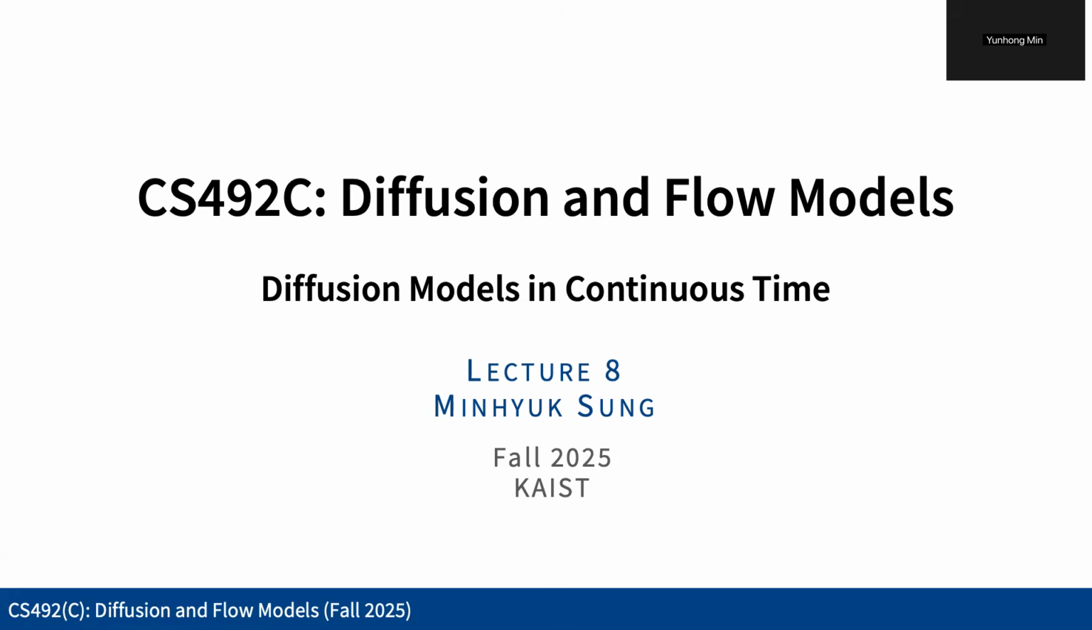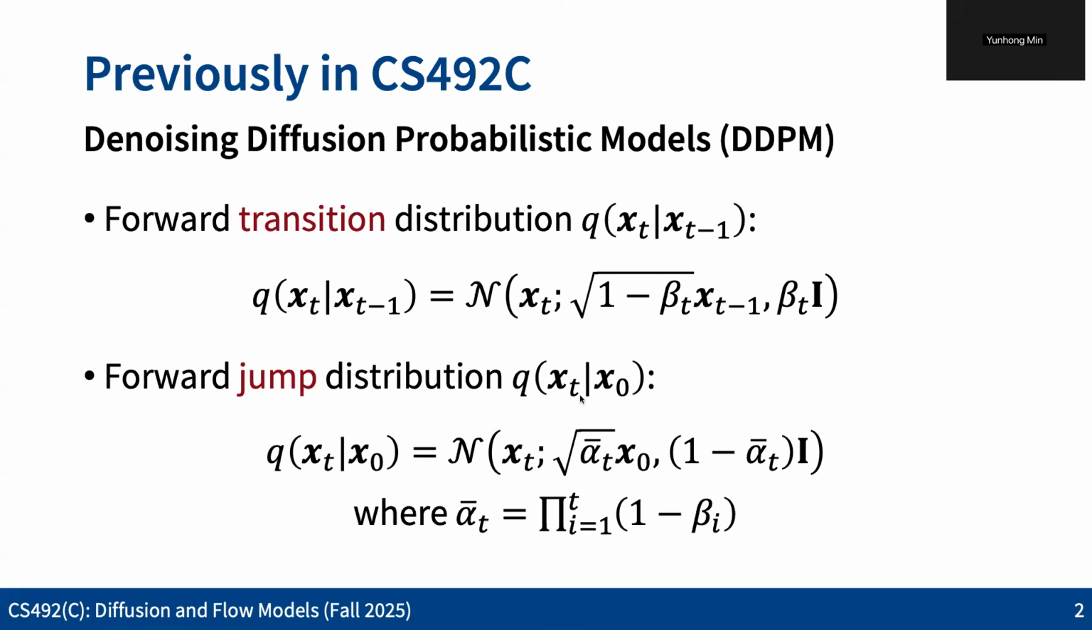Previously, what we have seen in this class is some basic formulations for the DDPM, right? Once we define the forward transition distribution in this way into the Gaussian form, then based on that, this is the forward distribution that I call the jump distribution, jumping to xt from x0. This also could be defined as another Gaussian distribution.